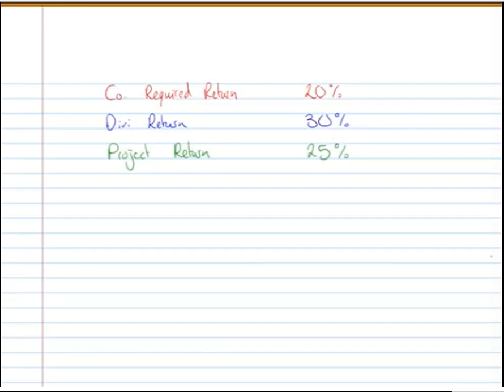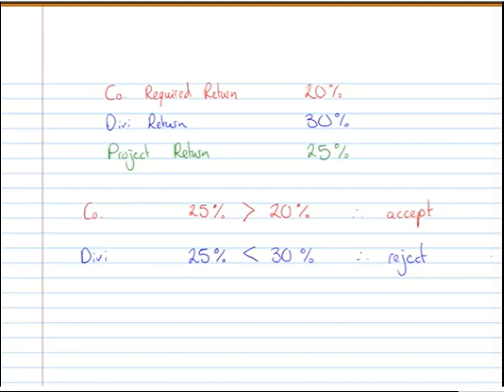The company has a required return of 20%, the division currently generates an impressive return of 30%, and the project generates a return of 25%. So from the company's perspective, the return of 25% for this project is greater than the required 20%, so they'd want to see it accepted. But from the division's perspective, the project gives a return of 25%, which is significantly less than the existing return for the division of 30%, so they're likely to reject it.